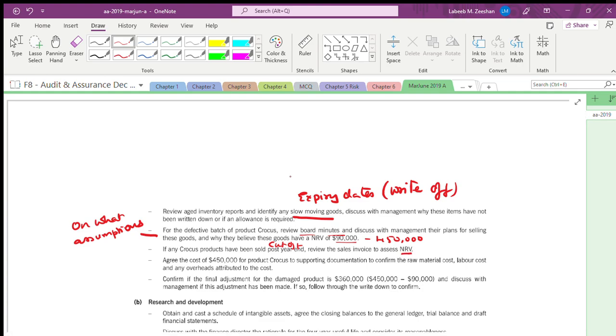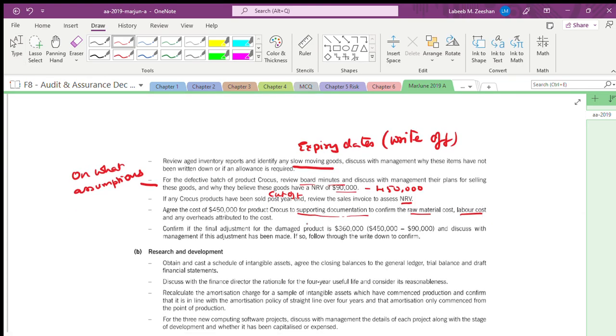They said that it is 450,000. I agree that the 450,000 value of the product is not as per the required; there are some defects. So we have to make sure what the supporting documentation is. We have to see how you have arrived at it. What is the raw materials? What is the labor cost? And what is the overheads? Confirm if the final adjustment of the damaged product is this much.